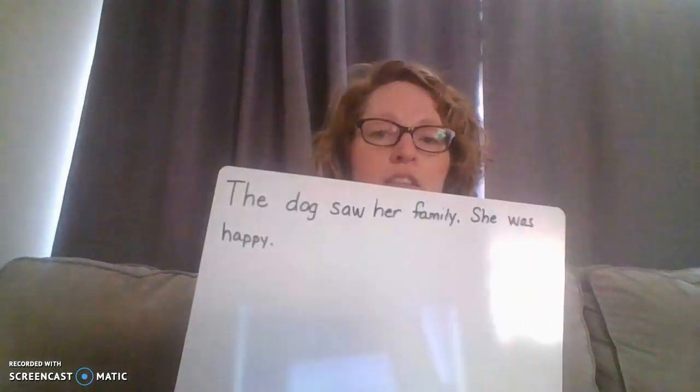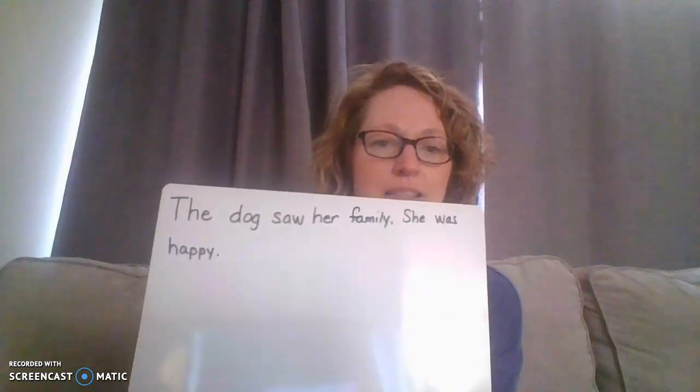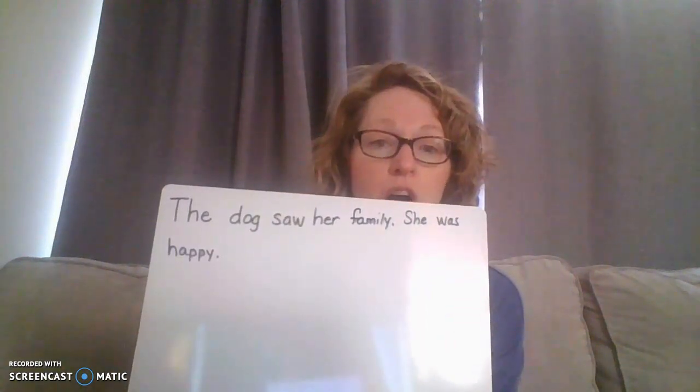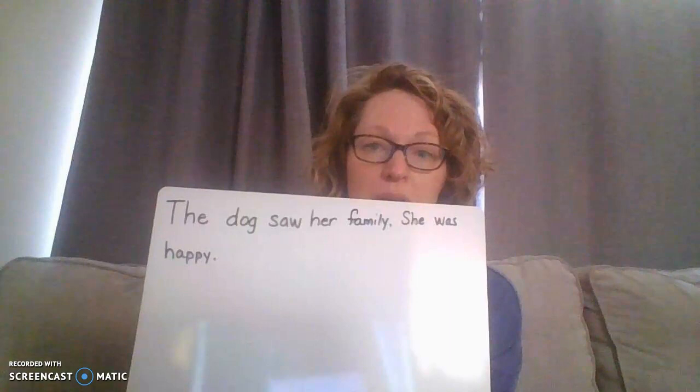When we do that, we are going to use a connecting word, and it's a little word that you've probably known since kindergarten or even before. It's the word and. So I have two sentences already written here. The two sentences say, the dog saw her family. She was happy.